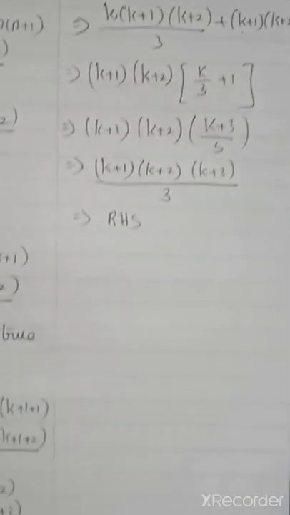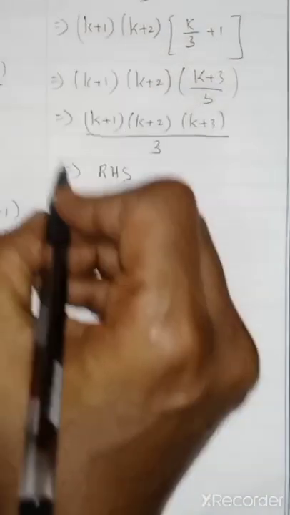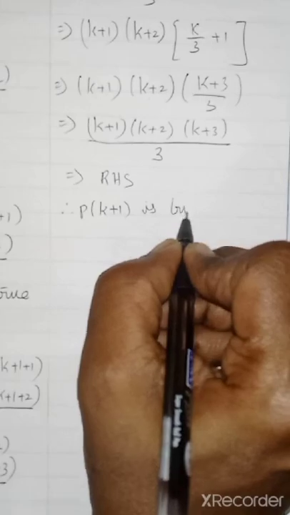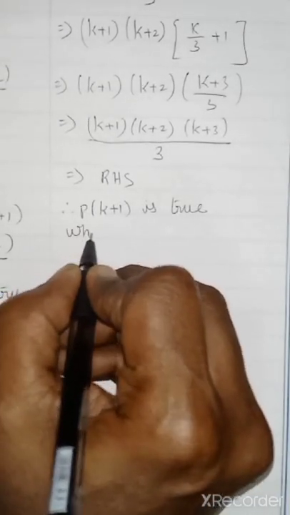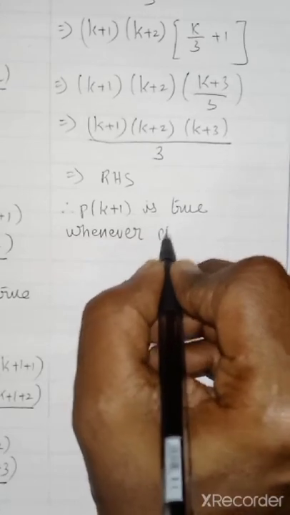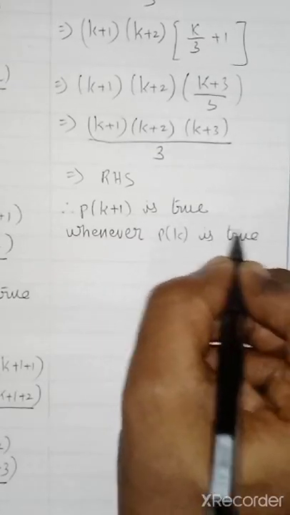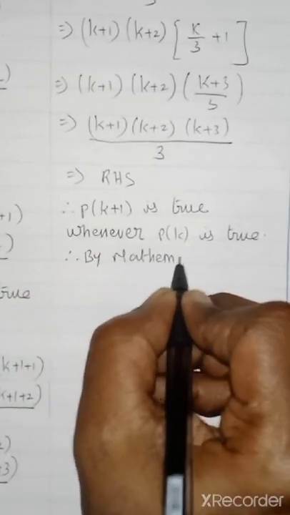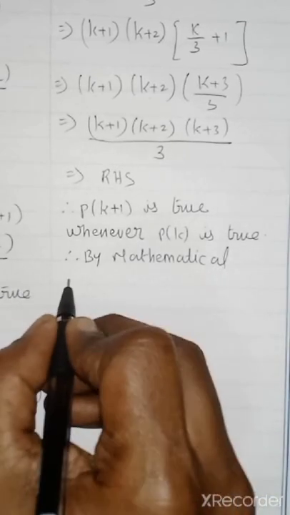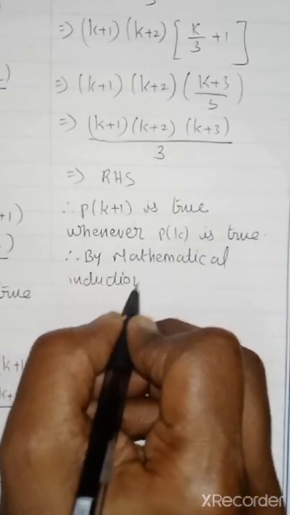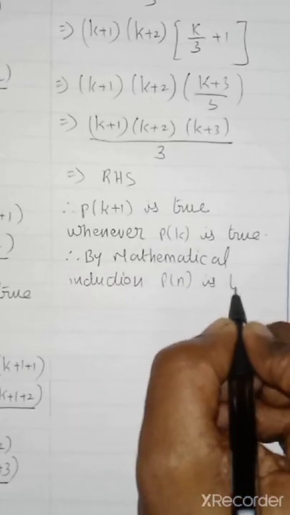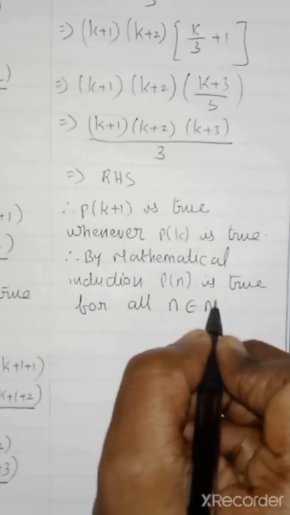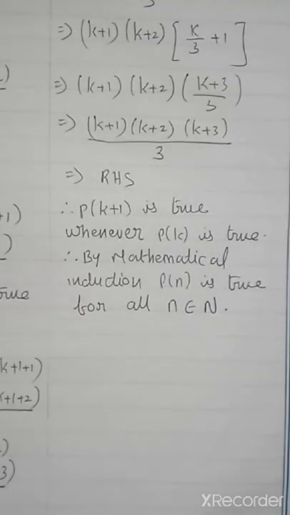Is that clear? So we can conclude that in a proof, in a step we have to write: Therefore P of k plus 1 is true whenever P of k is true. Therefore by mathematical induction, P of n is true for all n in N. That's all. Your problem gets over.